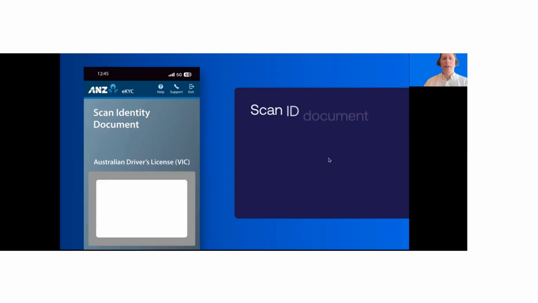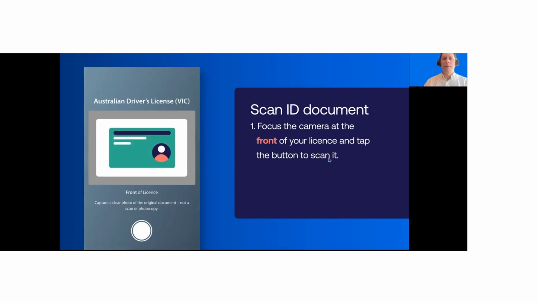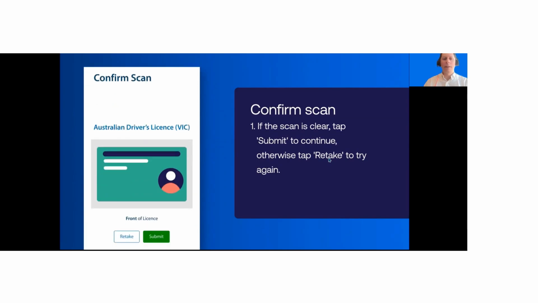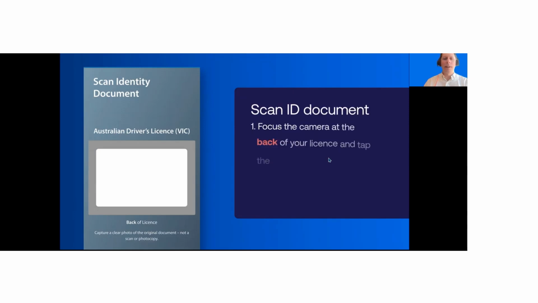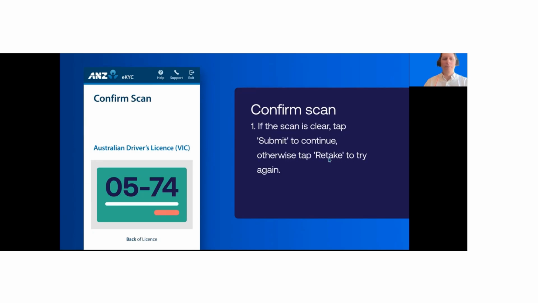The new user will then be guided to take a photo of their ID document. For licenses, both the front and the back are required. And as you take the photo, the image is displayed back to the user just to give them an opportunity to confirm it's clear, readable, and ready to submit before we move on to the next step. And you do have the option to retake the image if you need to.